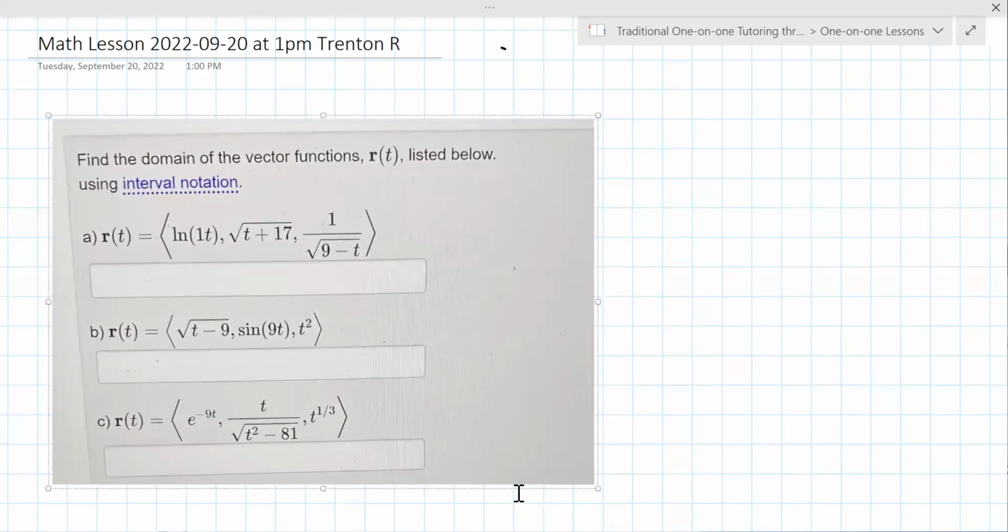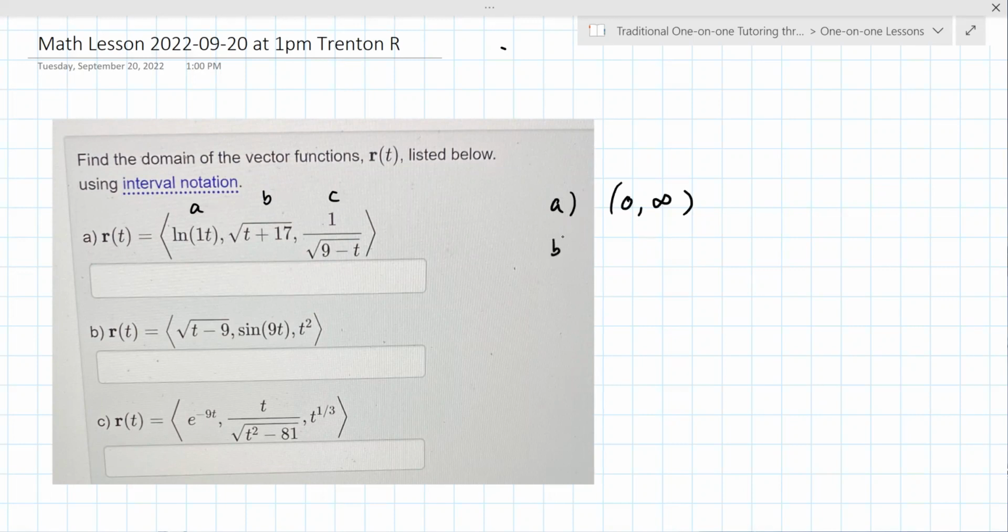The domain of the vector functions are listed below using interval notation. So really it's three separate problems. It's like A, B, and C. You've got to figure out what's the domain of A, what's the domain of B, and what's the domain of C. So in review, natural logarithms go from 0 to infinity if there's nothing really odd about inside there.